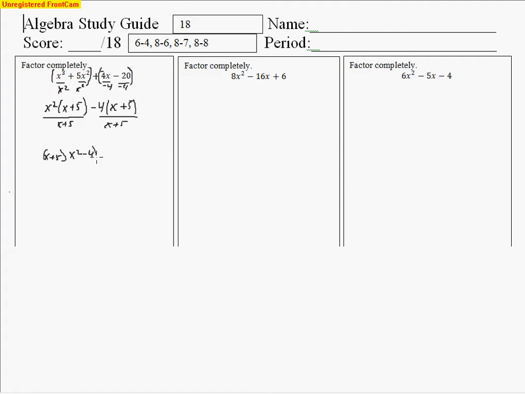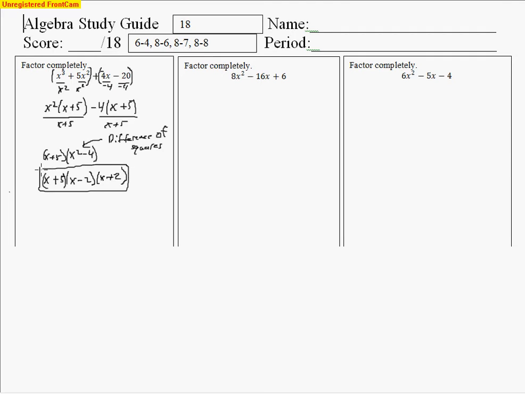So it says factor completely, so we always have to look at those binomials. In this case, this binomial right here is a difference of squares. And so whenever you factor and you've got a binomial left, check to see if it factors one more time. If it's a difference of squares, it will. So this factors to, still have that x plus 5, but the x squared minus 4 factors to an x minus 2, x plus 2. And that's going to be the form I'm looking for.